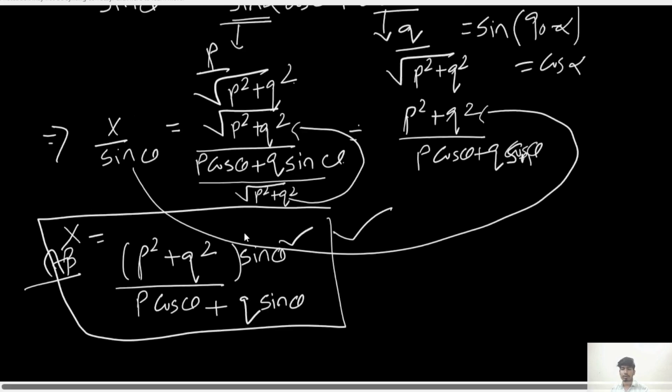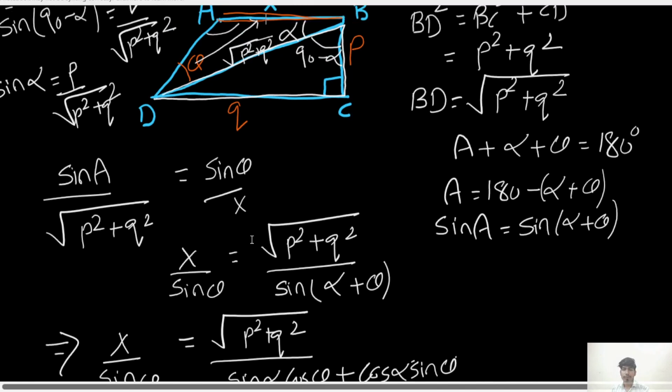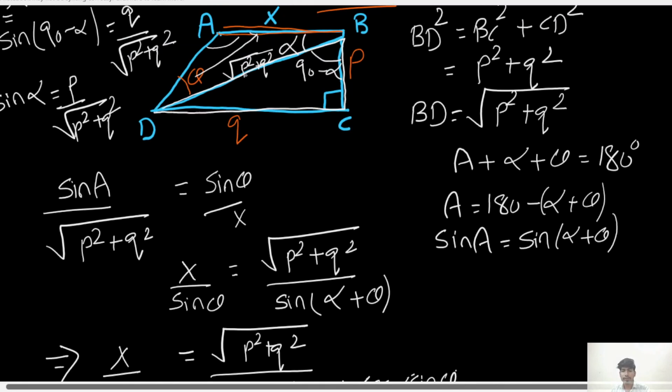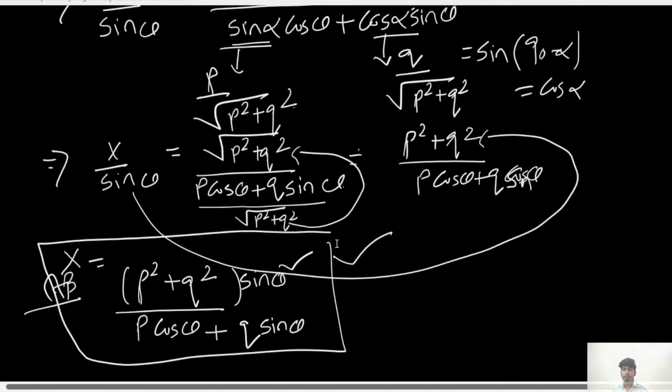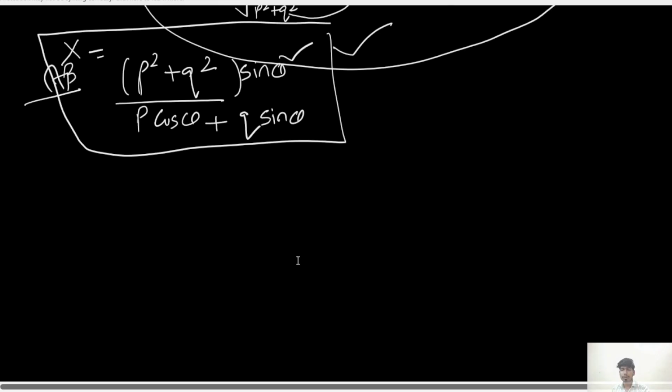What we have done in this question: by the help of the diagram, we first find this side BD by the help of Pythagoras theorem in triangle BCD. Then we apply sine rule. Sine rule means sin theta upon x is equal to sin A upon BD. BD means under the root of p square plus q square. Then find the value of sin alpha and cos alpha by the help of this triangle BCD, and then solve the question. We get AB is equal to p square plus q square into sin theta upon p cos theta plus q sin theta. Okay students, so this is a very important question.